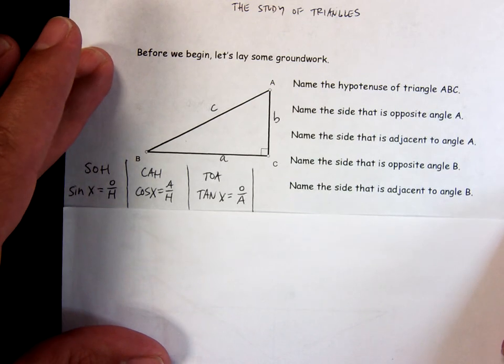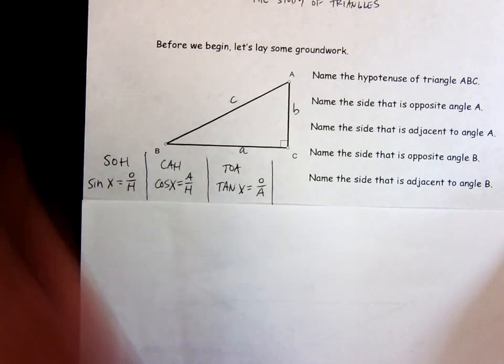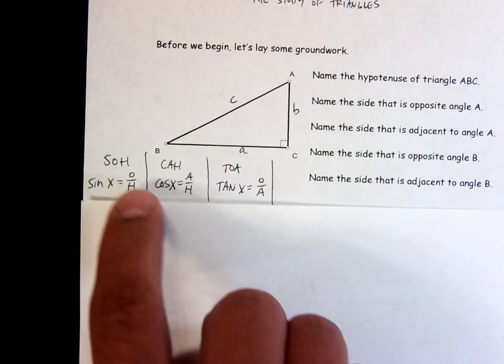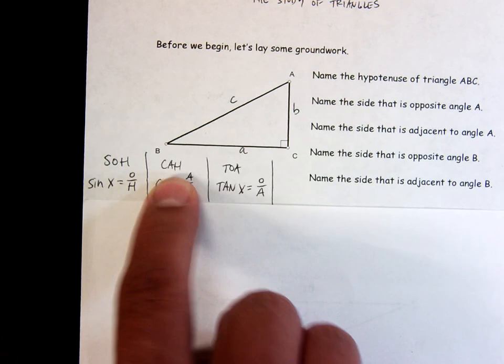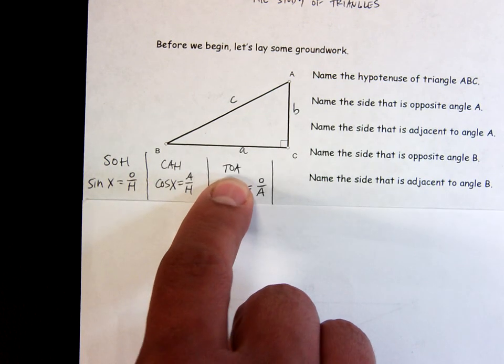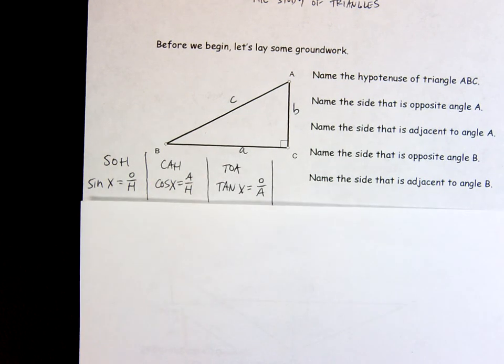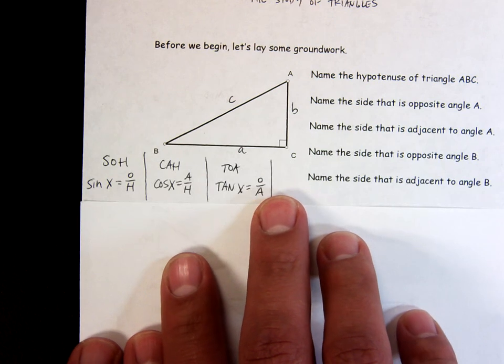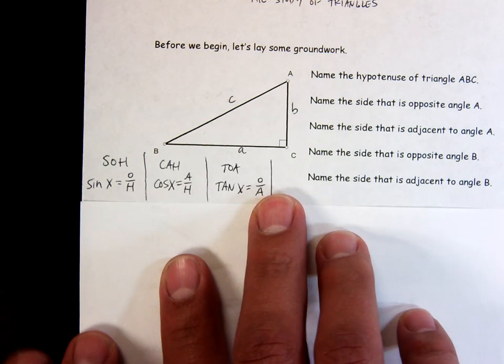There's an acronym that we often use to talk about trig. It's called SOHCAHTOA. Again, you don't have to memorize this. You'll have this on a formula sheet on any test I give you and on STAR. But of course, the more familiar you are with it, the easier it's going to be.